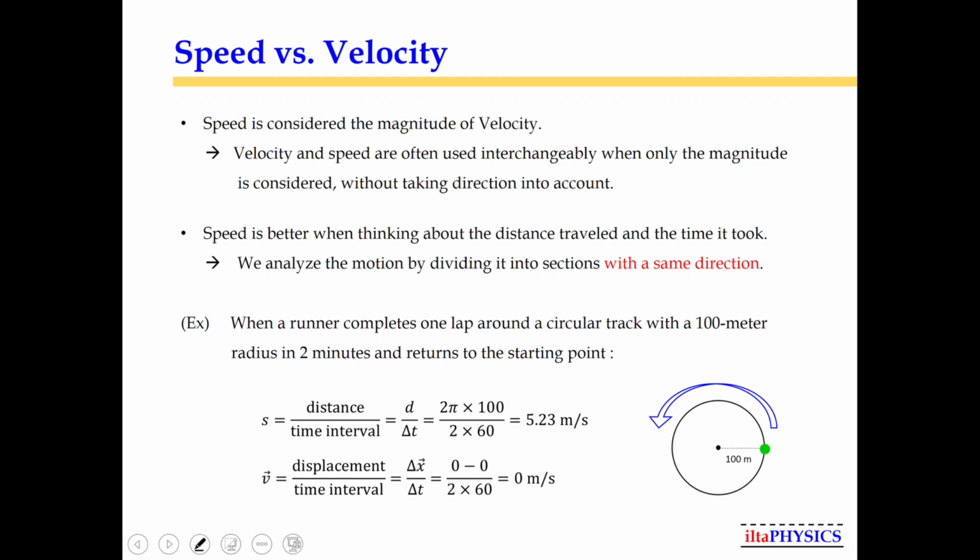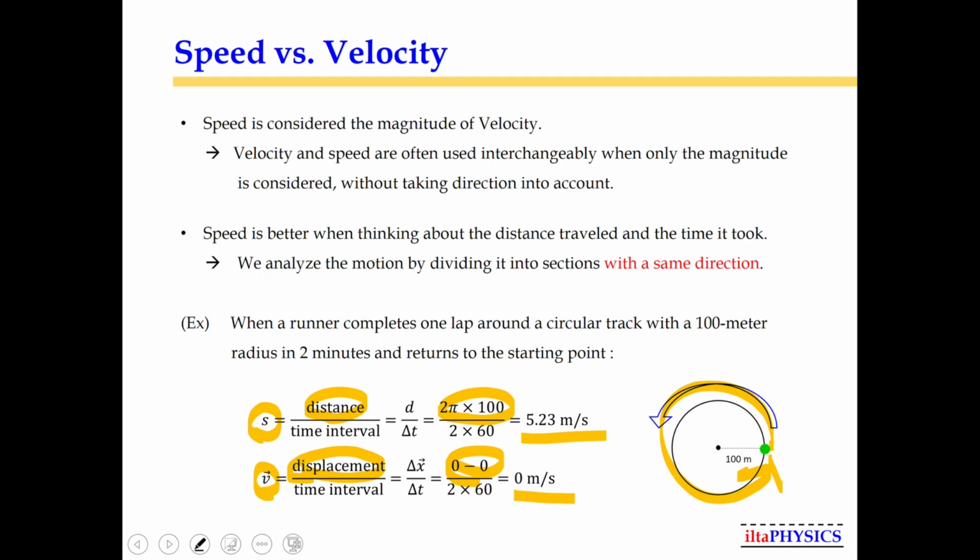Here's an example. Imagine a runner going around a circular track with a radius of 100 meters. If it takes 2 minutes to complete one lap, the total distance is the circumference of the track, so the speed is about 5.23 meters per second. Check out the calculation below. But the displacement is zero since the runner ends up at the starting point. In other words, the initial position and final position are the same. That means the average velocity is zero.